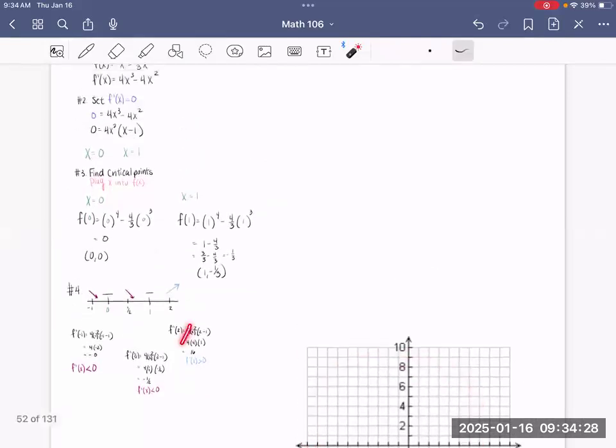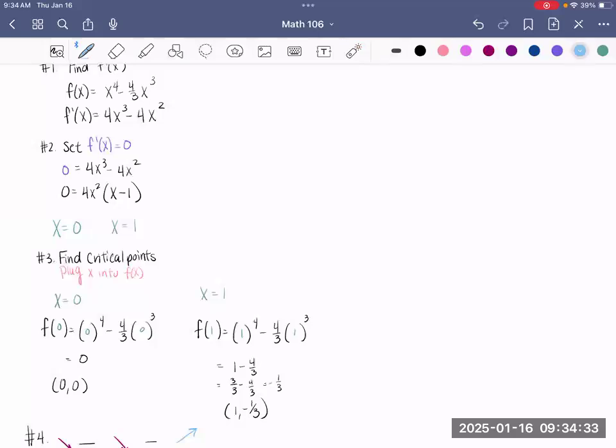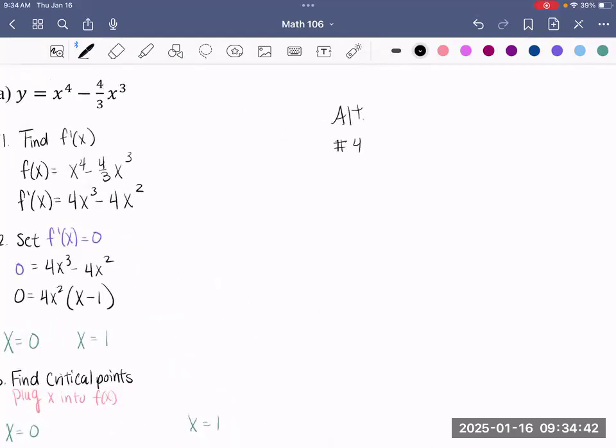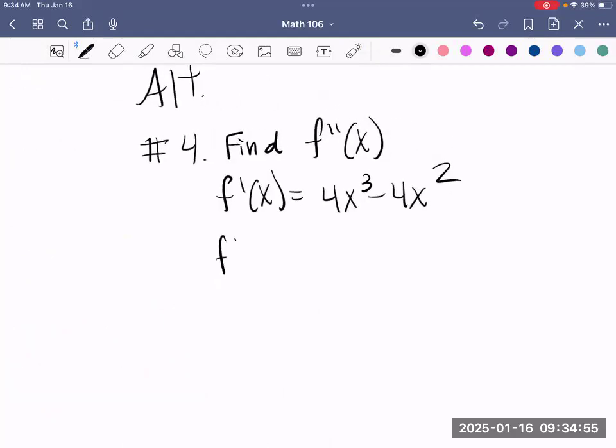But let's say you didn't want to do this test and instead you wanted to do the second derivative test. So second derivative test, find second derivative. So we can take your first derivative, 4x cubed minus 4x squared. We can go ahead and take your second derivative. So we get 12x squared minus 8x.